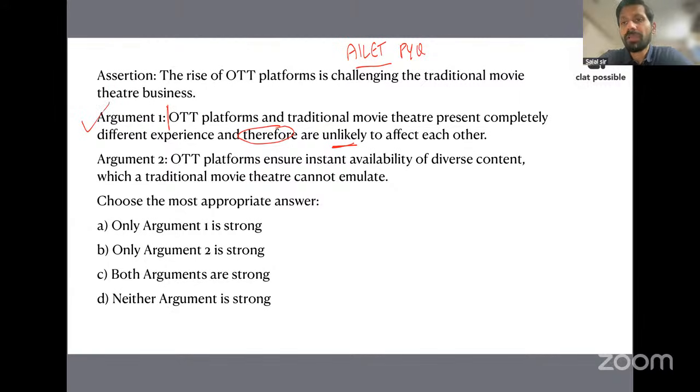Two says OTT platforms ensure instant availability of diverse content, which a traditional movie theater cannot emulate. Right, that also looks like a good argument. Proper reason for their conclusion, right? So both these arguments are strong. Option C is correct.